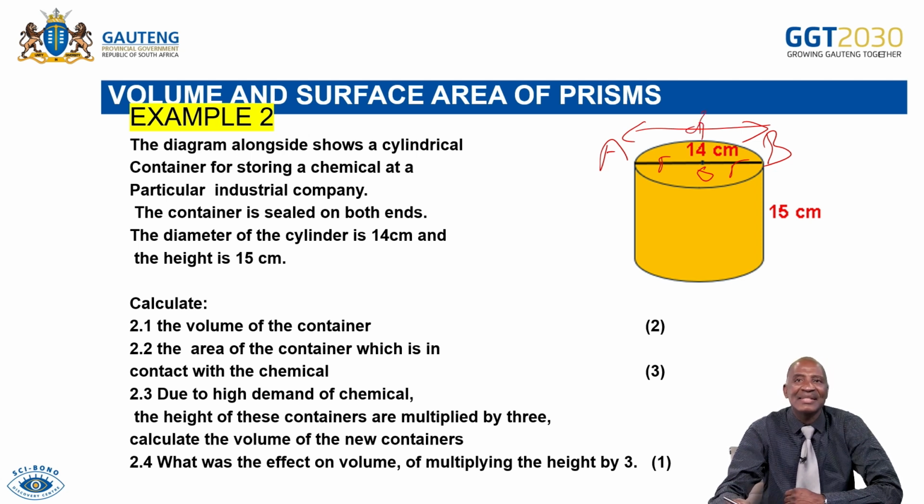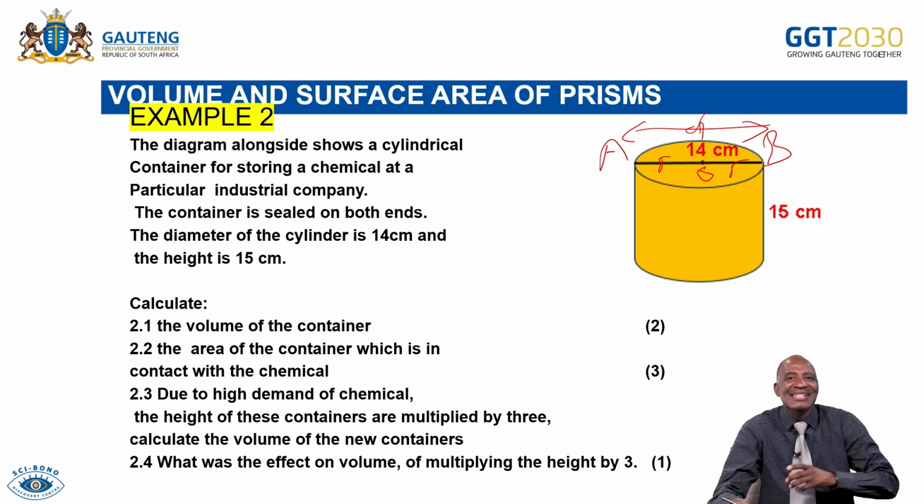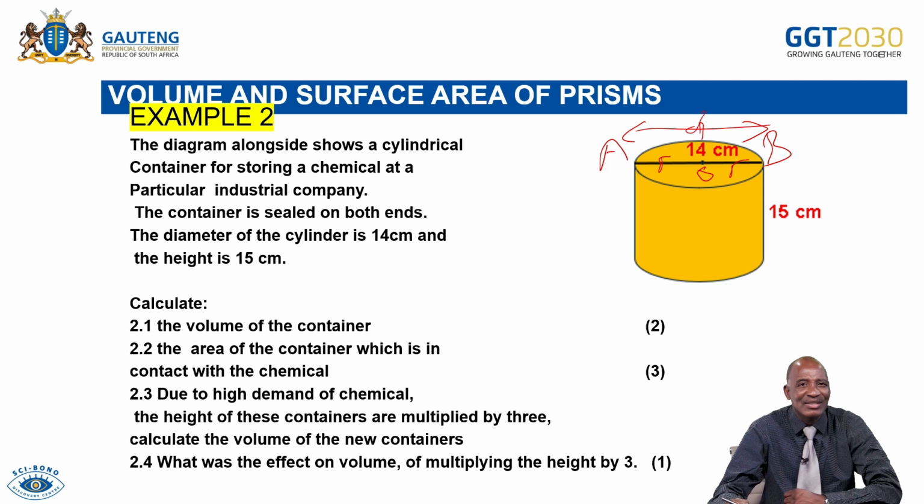That's our diameter D. Right, so the question says the diagram alongside shows a cylindrical container for storing a chemical at a particular industrial company. The container is sealed on both ends. You need to be very, very careful about such questions, because sometimes they will give you a container that is not closed at the top, especially with drinking glasses, and they will never mention that it's closed. The moment they say it's a drinking glass, under normal circumstances, our glasses are not closed at the top. So you need to be careful when you are finding the total surface area, because it means one ring is missing.